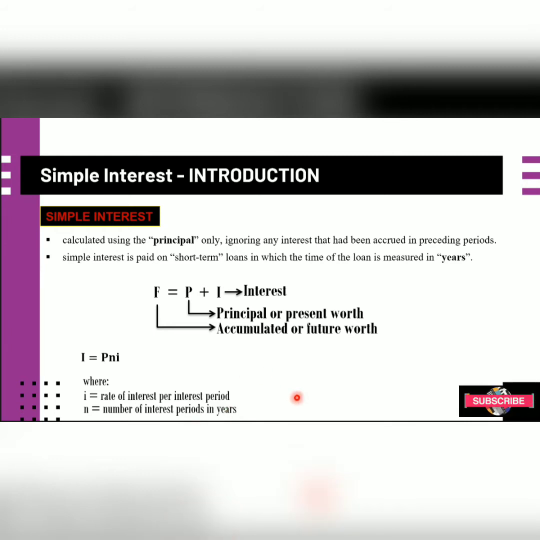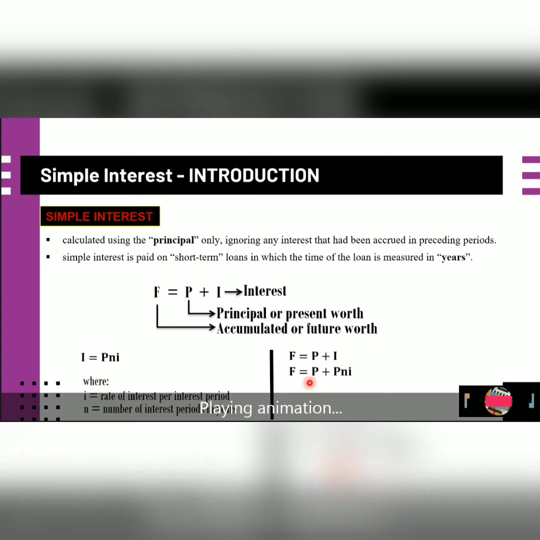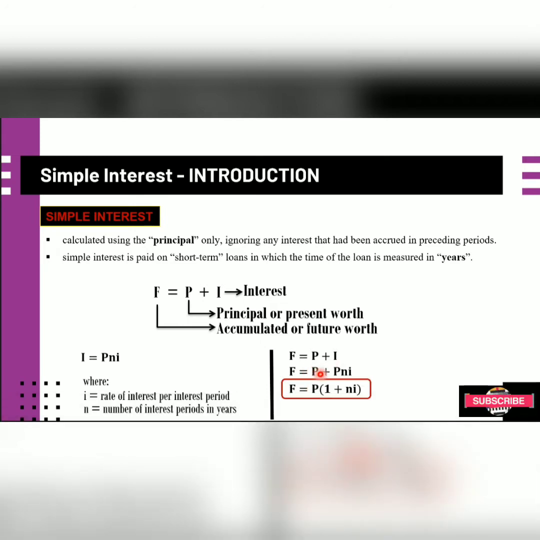Okay, so from this given F equals P plus I, we will substitute this value of our I, which is the product of P, N and i here. So we will have now this formula. So we are going to extract the P here, and then we have this formula of our F, which is just equal now to P times 1 plus Ni.